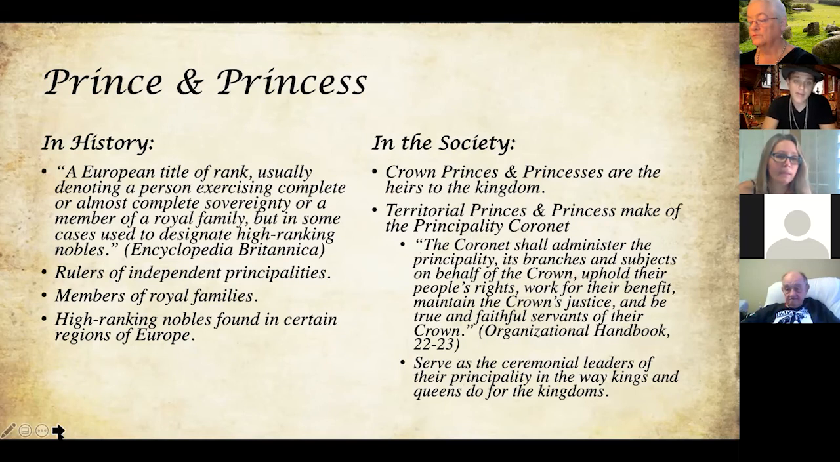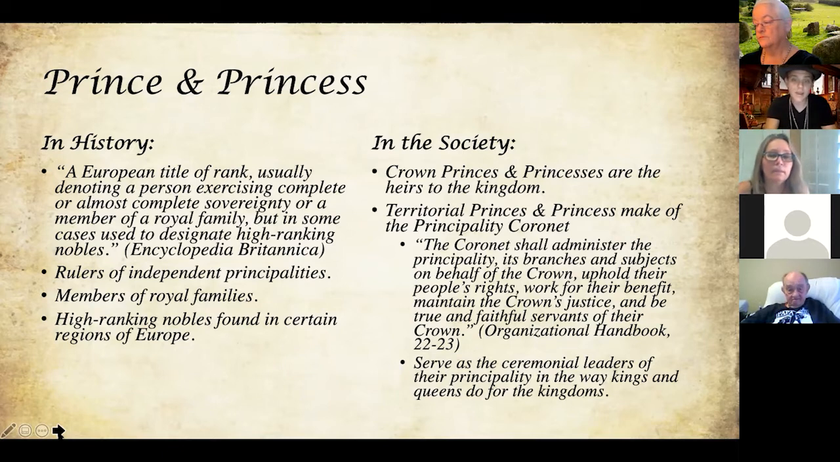Below them, we have princes and princesses. In history, this title has three main applications. First, the ruler of an independent principality, which would be one of the microstates that we would see within the Holy Roman Empire. Second, members of royal families, which is the most common variety of it when thinking in the general scheme of things, at least in our modern minds. And third, and the least used, is high-ranking non-royal members of the nobility found in certain regions of Europe.